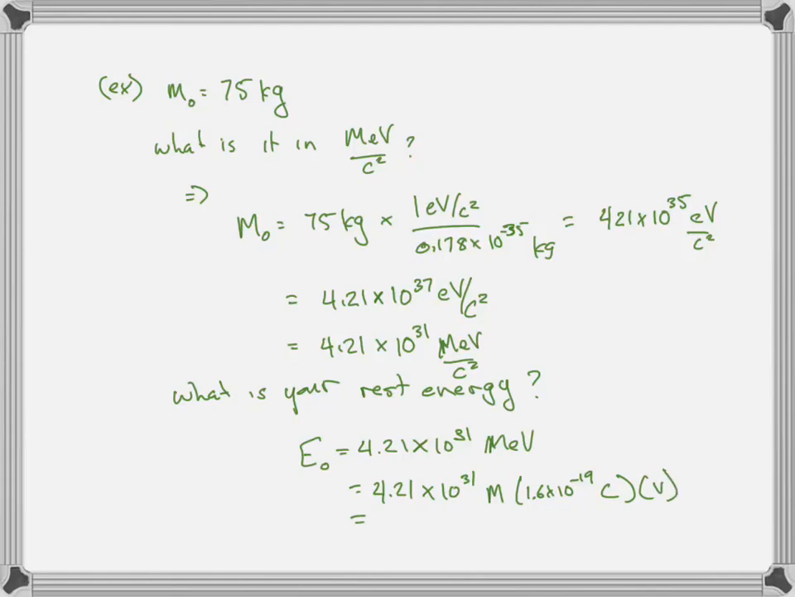And so that gives me 6.73 times 10 to the 31 times 10 to the 6th times 10 to the minus 19th joules. So I just multiplied the factors of 10 separately. And so that's 31 plus 6 is 37, minus 19 is 18. So it's 6.73 times 10 to the 18th joules, which should be somewhere around what we had found as the rest energy for Nick in the other class.